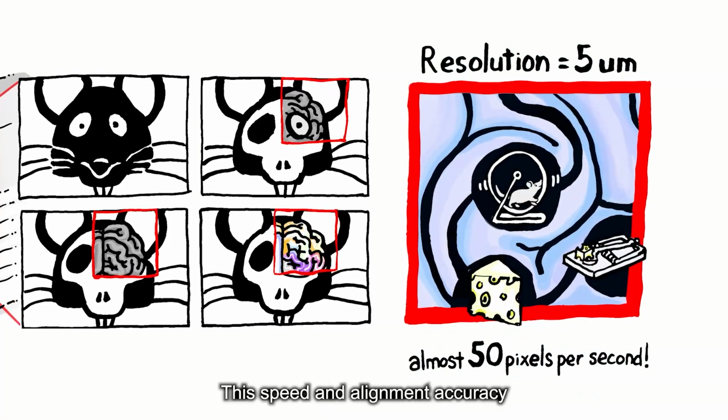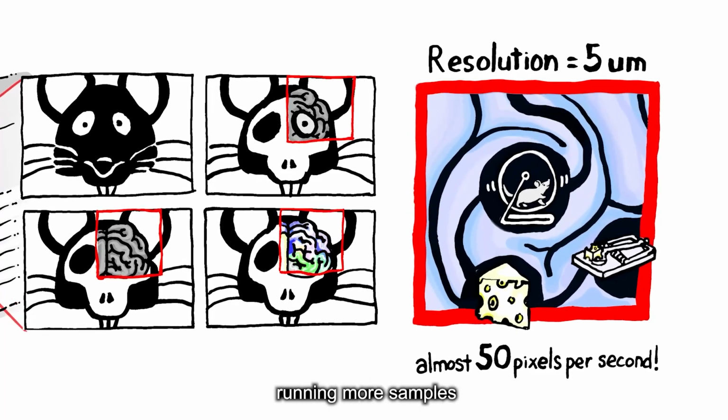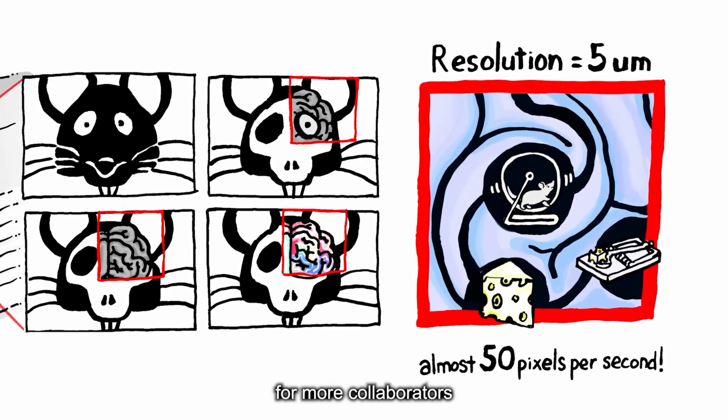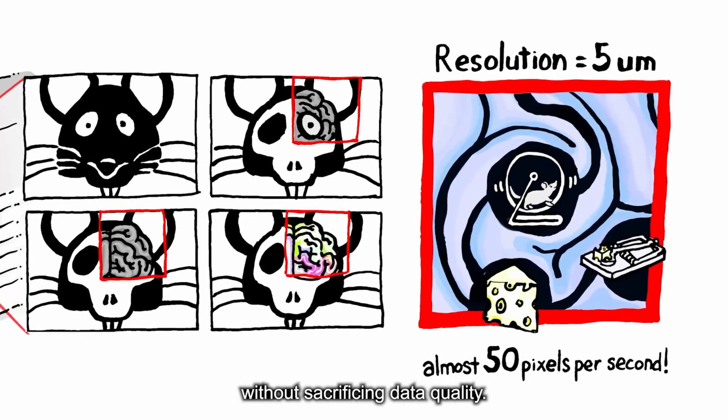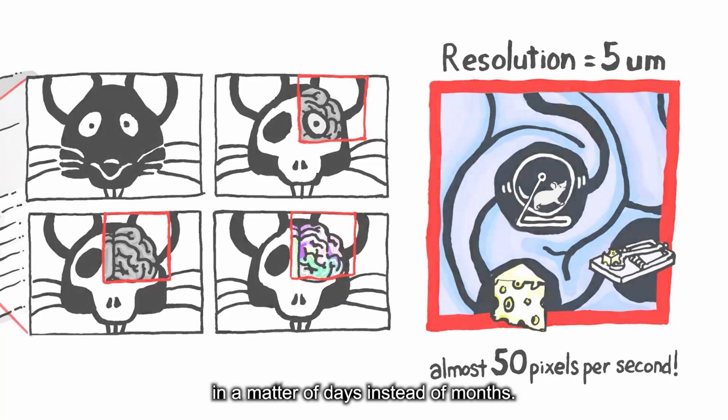This speed and alignment accuracy allows the core facility to increase throughput, running more samples for more collaborators without sacrificing data quality, letting the lab produce results in a matter of days instead of months.